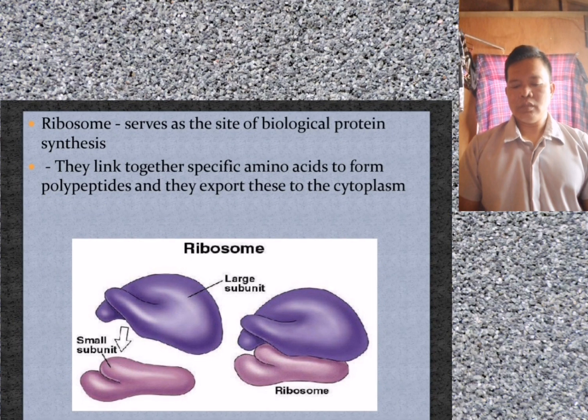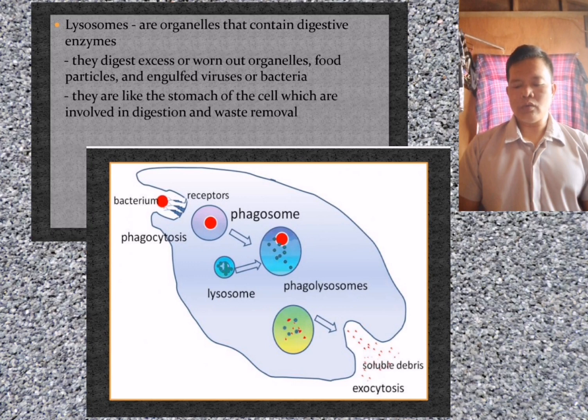The ribosomes serve as the site of biological protein synthesis. They link together specific amino acids to form polypeptides and export them to the cytoplasm. The lysosomes are organelles that contain digestive enzymes. They digest excess or worn out organelles, food particles, and engulf viruses or bacteria. They are also like the stomach of the cells, which are involved in digestion and waste removal.